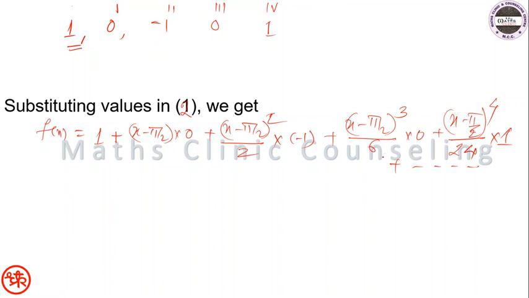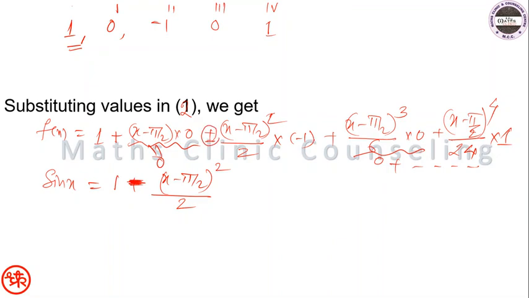Is that clear? And so f of x is what? The given function is sin x. So it is equal to 1 minus... this term becomes 0, and this term also becomes 0. So what you get is plus (x minus pi by 2) raised to the power 2 by 2, and here it is minus, plus no, because this is plus and this is minus. Okay, then this one.